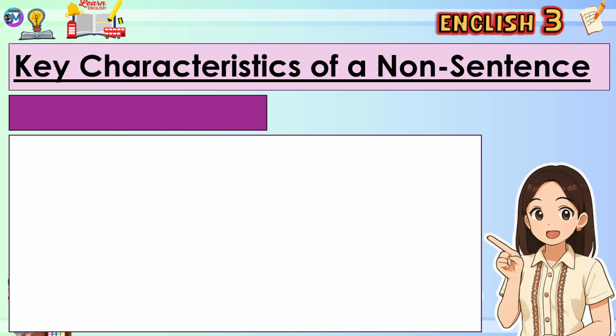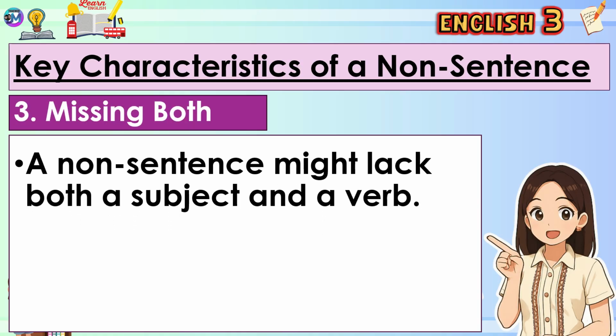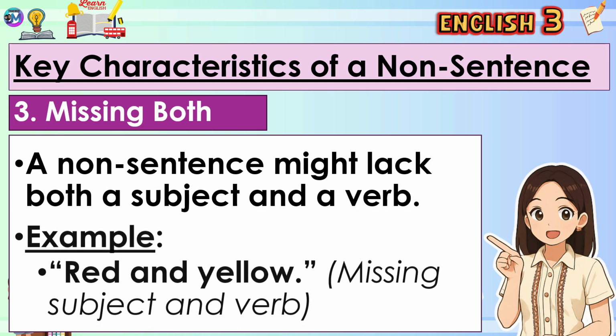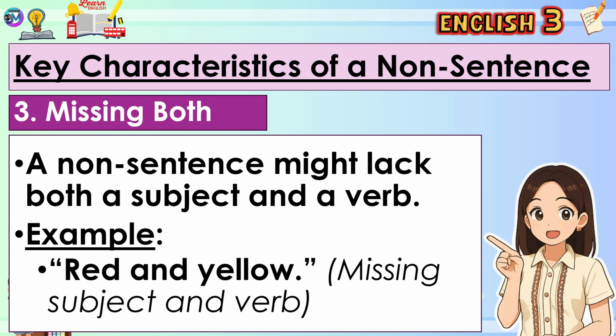And the last key characteristic of a non-sentence is missing both. A non-sentence might lack both a subject and a verb. For example, red and yellow. There is a missing subject and verb.